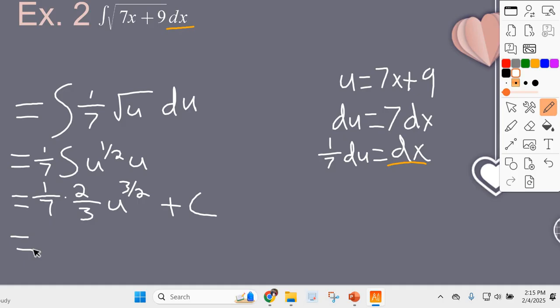So over here, we're just going to simplify. We get 2 divided by 21 times 7x plus 9 to the 3/2 power. And that would be our final answer. What questions do we have here?